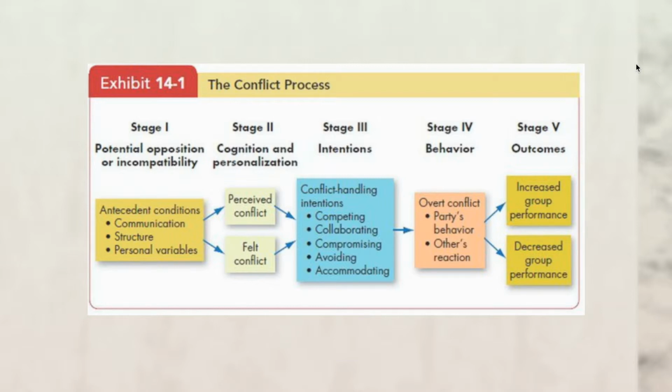Depending on the intentions and behavior that are carried out as part of this conflict process, there are one of 2 outcomes at stage 5 that can be experienced, either increased group performance or decreased group performance. So again, it depends on several factors: whether or not the parties involved will take an interactionist view of conflict, what the behavioral intentions are regarding how to handle that conflict, and then the behaviors that actually happen. Those factors will contribute to whether or not there is increased or decreased group performance.